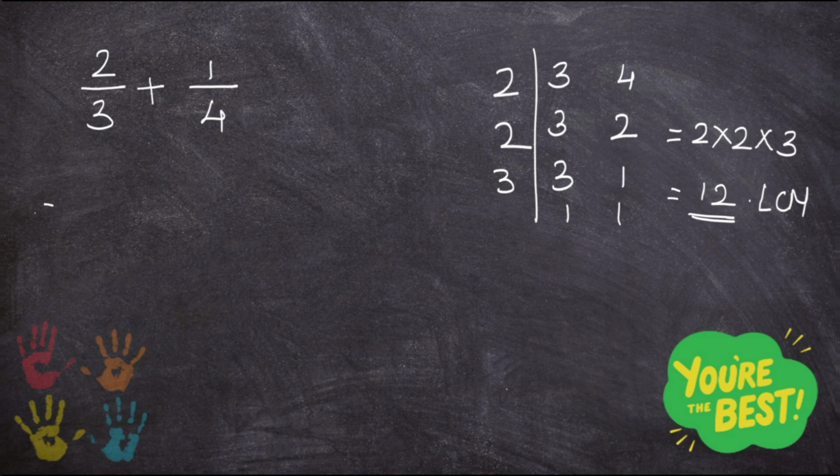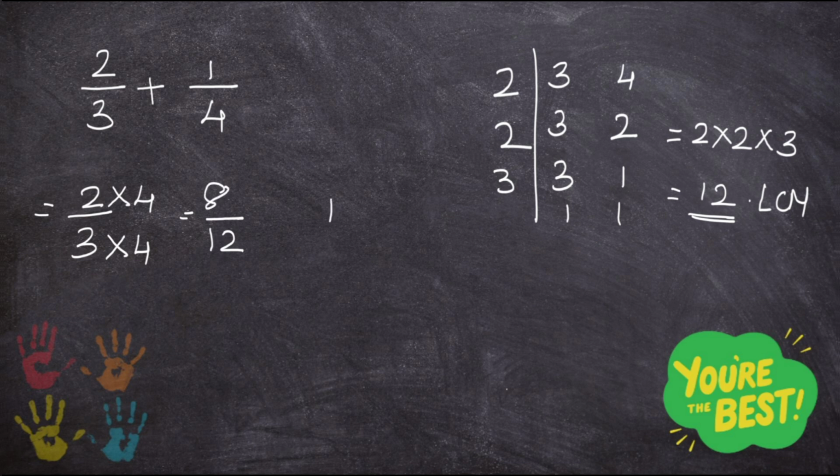I am going to find the equivalent fraction for both 2 upon 3 and 1 upon 4 such that the denominator will be 12. So for 2 upon 3, I have to make the denominator 12. See the relation between 3 and 12. 3 times what will give you 12? You know it is 4. So the same thing I am going to do in the numerator because that's the rule. So 2 times 4 gives me 8.